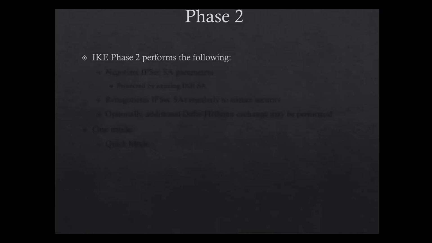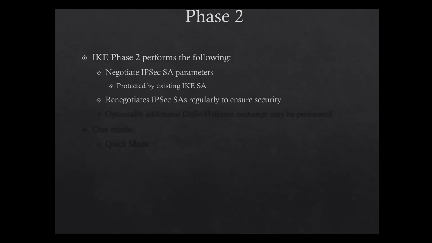Now let's talk about what phase 2 does. It negotiates the IPSec SA parameters and protects the existing IKE SA. What it basically means is that once the security association is created in phase 1, the next job is to create two smaller tunnels, one for sending the traffic, one for receiving the traffic. Remember, that is what the IPSec SA is used to negotiate. It renegotiates the IPSec SA regularly to ensure security.